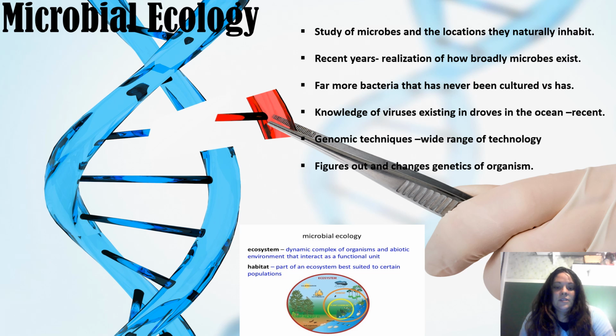And then down here I have a little excerpt about microbial ecology. It's the ecosystem, which is a dynamic complex of organisms and abiotic environments that interact as a functional unit. And we mentioned habitat up above. A habitat is just part of an ecosystem best suited to certain populations. Like a human habitat would be our houses. We're best suited to our houses. We're not suited to live out in the woods like bear and deer and stuff like that.